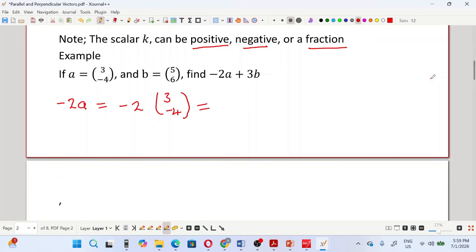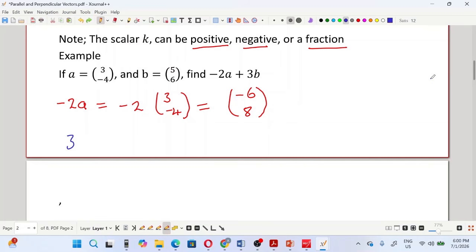So this is going to be equal to -2 multiplied by 3, which is -6. And then we have -2 multiplied by -4, right? It's going to be positive 8, because negative times negative gives us positive. So it tells us that -2A is now equal to the column vector (-6, 8).